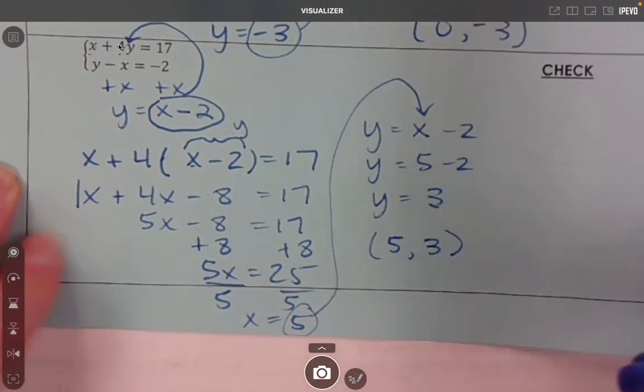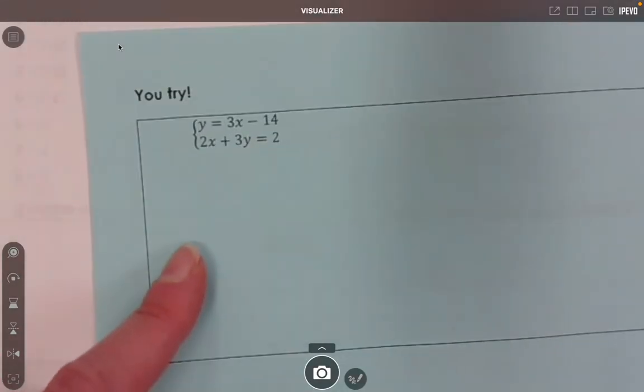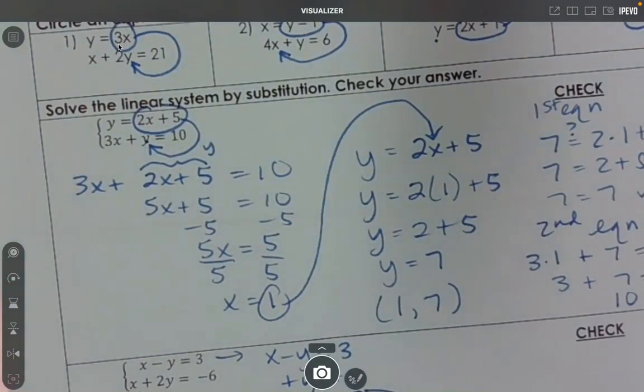So this is substitution method. You do have one problem on the back to try on your own. Make sure you come to class ready to ask questions.